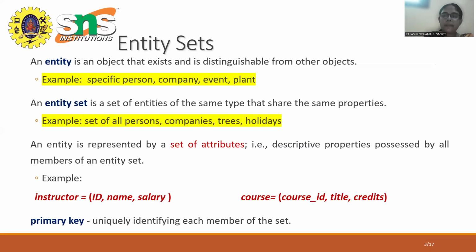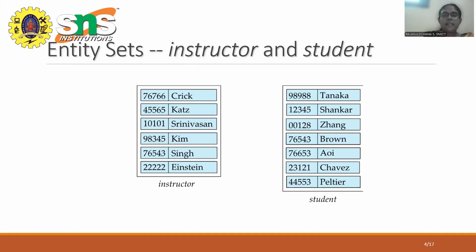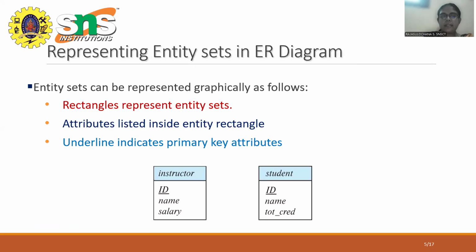So what is primary key? So primary key is any attribute in a given database or a relation which is used to uniquely identify each tuple or row in a table. So consider two different entities here. One is instructor entity, other one is student entity.